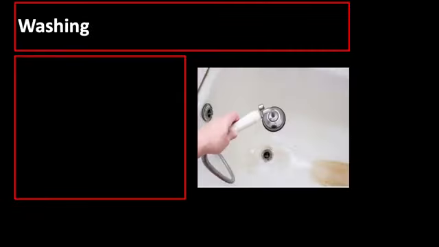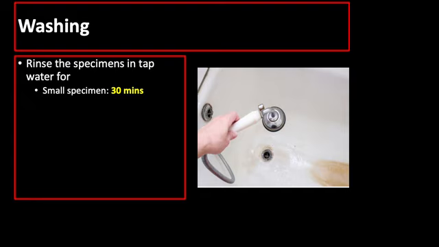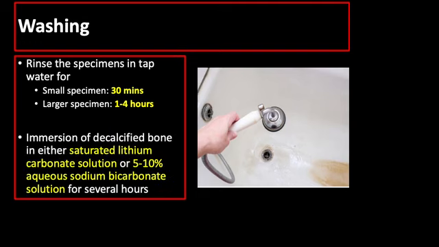And the last step is thorough washing. So residual acid decalcifier should be neutralized before proceeding to the next processes. Many laboratories recommend rinsing the specimens in tap water for 30 minutes for small specimen or 1 to 4 hours for larger specimen. Some recommend immersion of decalcified bone in either saturated lithium carbonate solution or 5 to 10% aqueous sodium bicarbonate solution for several hours.